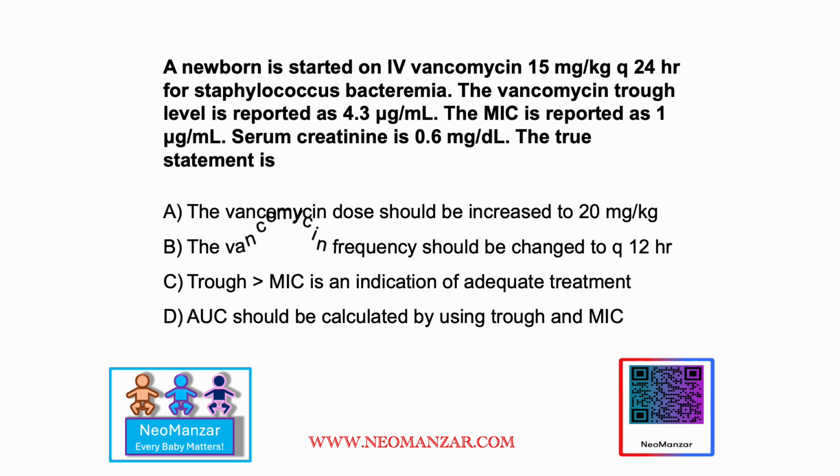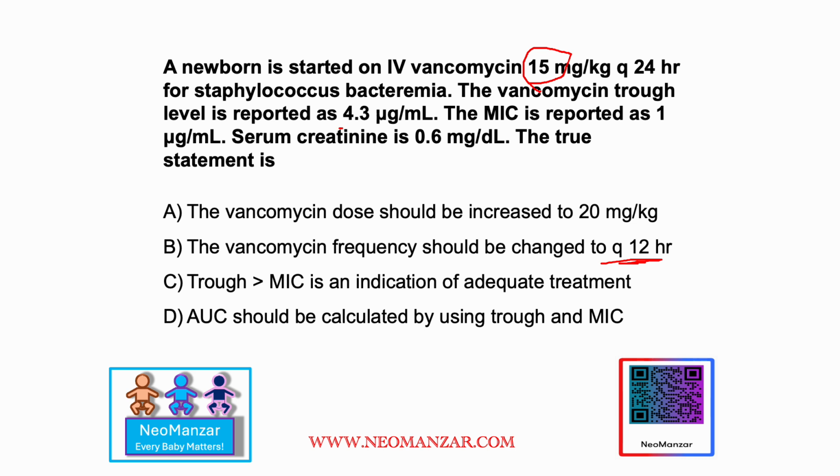Okay, the correct choice here is B, that vancomycin frequency has to be changed. So what you have to do basically is to give it more frequently. Your dose of 15 milligram is already on the higher side. You can go to 20, but the best thing is to make it more frequent and repeat the level with the third dose, which we did, and it was corrected.